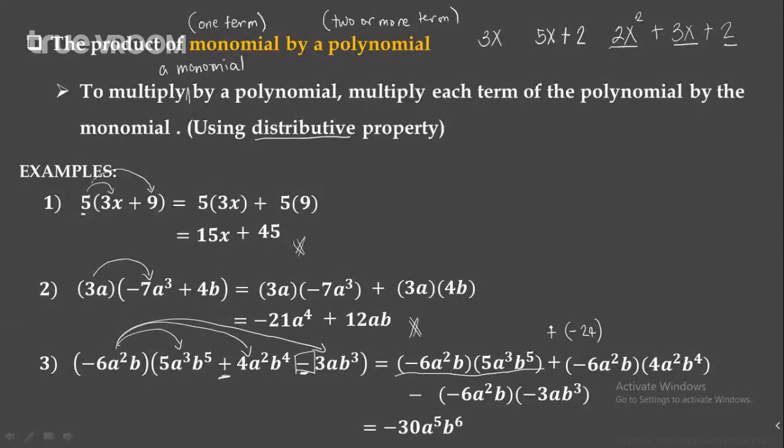Positive times negative is negative. That is why I put minus: plus times negative 6 times 4, which is negative 24, positive times negative is negative. So that is why minus. And then write 24a raised to the 4th power, b raised to the 5th power. Next, what is negative 6 times negative 3?